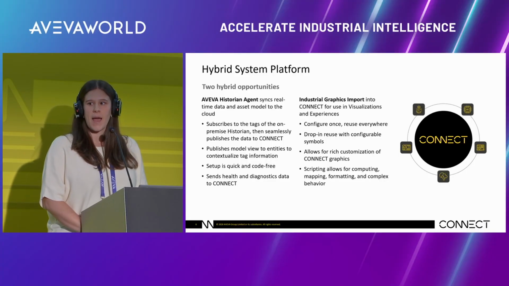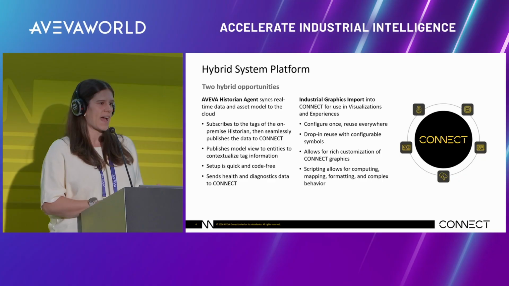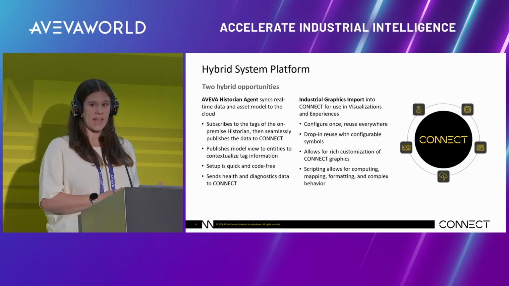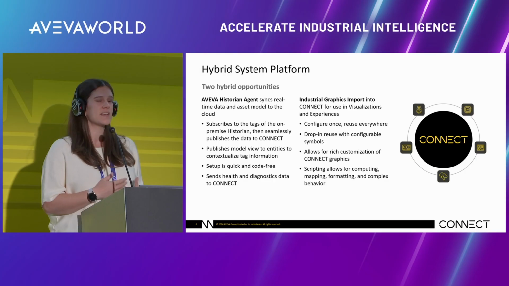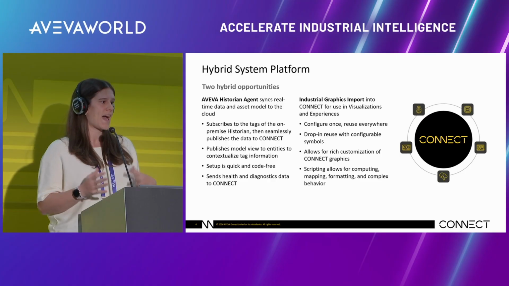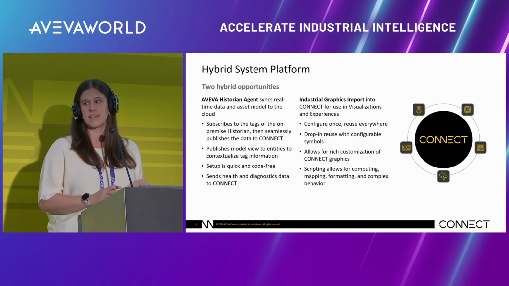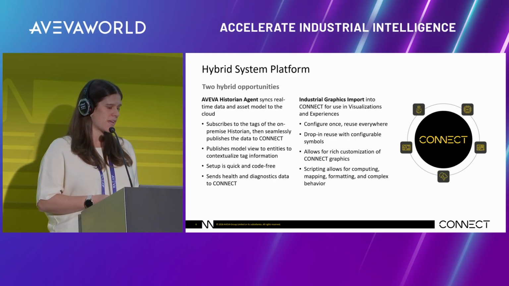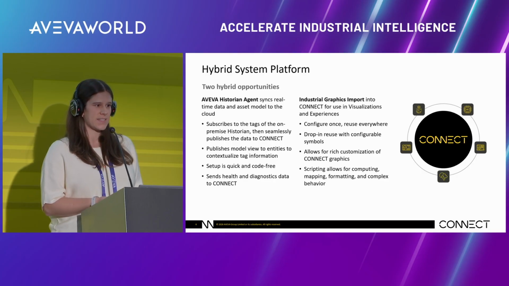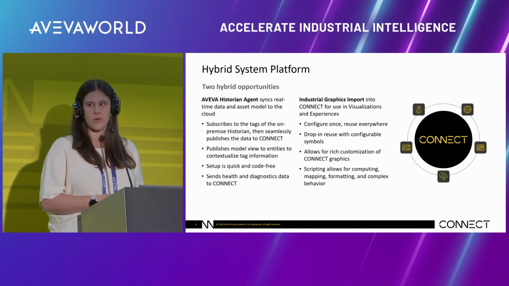So when I'm talking about a hybrid system platform, I'm talking about two different opportunities. There's the AVEVA Historian agent, which is going to sync your data from AVEVA Historian into Connect. That's time series data, so your tags, and it syncs it into streams, and it also brings the asset model as well. So you have that context from system platform into Connect. It subscribes to those tags in your on-premise historian and publishes that model up. Like I said, it's quick and code-free. And you also get some health and diagnostics data as well, so you can make sure that everything's running well.